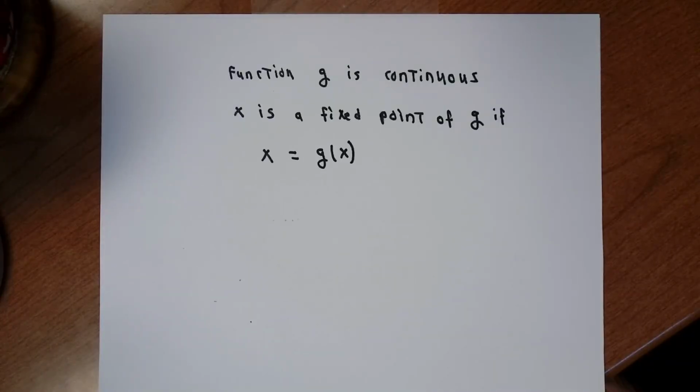For a continuous function g, or at least g is continuous at all the x's we're going to encounter, we say that x is a fixed point of g if x equals g of x. Let's look at three examples of this.